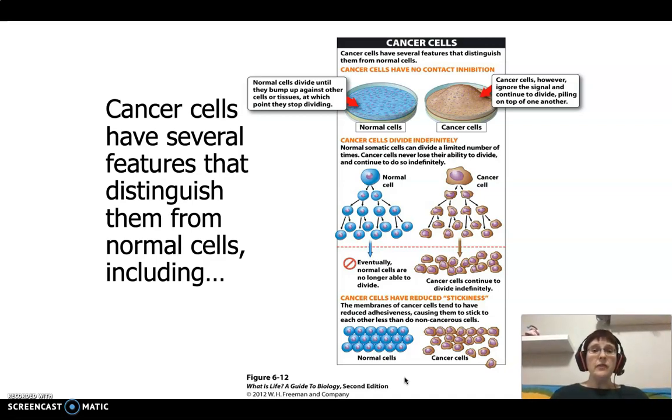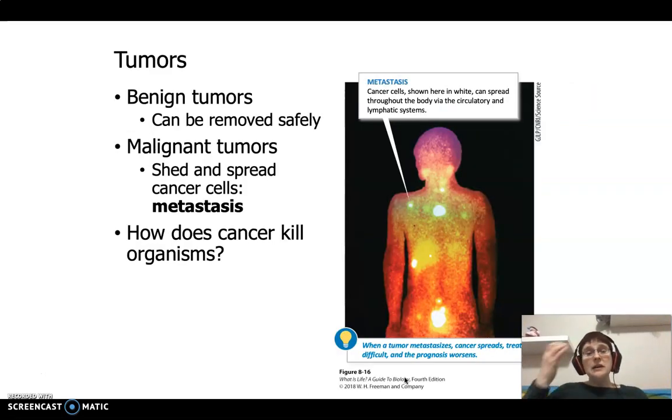This is what causes what the medical profession tends to call cancer, because this allows them to move out of the area of their original tumor and start locating into new areas of the body. So these three characteristics are some of the features that we consider cancer. Now, like I said, not all tumors are what we consider cancer. Benign tumors are the ones that we regularly have removed. They can be removed safely because they stay in one place in the body.